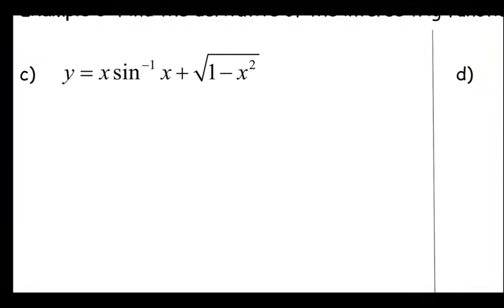Okay. All right, so here for letter C, we have x times the inverse of sine, okay? So this x here is the ratio that goes with it, plus the square root of 1 minus x squared, okay? So we have two terms here. I got this guy here, and then I have this guy here with an addition in the middle. So I'm going to find the derivative of the first red stuff and then the derivative of the second red stuff. Okay, so the first red stuff, what am I going to use?